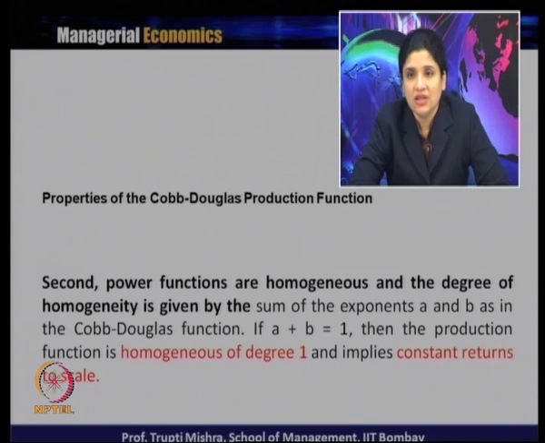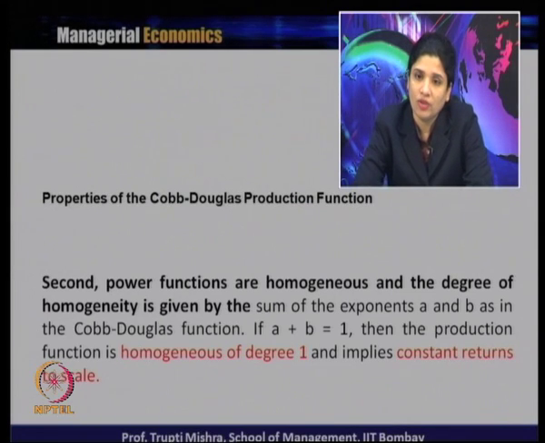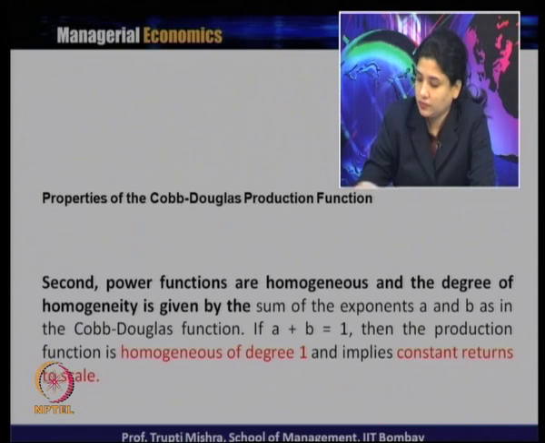If a plus b is greater than 1, then it implies increasing returns to scale, and if a plus b is less than 1, again it implies decreasing returns to scale. So, depending upon the values of the exponents a and b in the Cobb-Douglas production function, that determines what kind of production function it is and what kind of scale it is bearing.